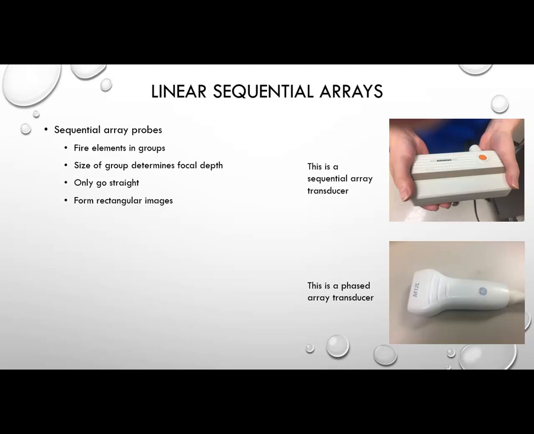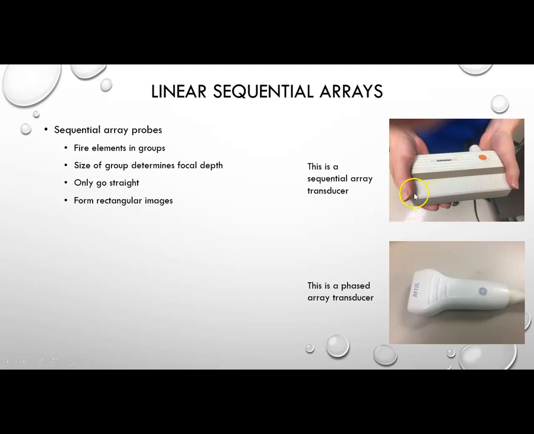All right, linear sequential array transducers. Now this is where Dr. Edelman makes a mistake. He calls the one on the bottom right a linear sequential array transducer, and it's not. It's just a regular linear array transducer. The one on the top right is a sequential array transducer. The bottom one is phased. It uses time delays. The top one does not use time delays.